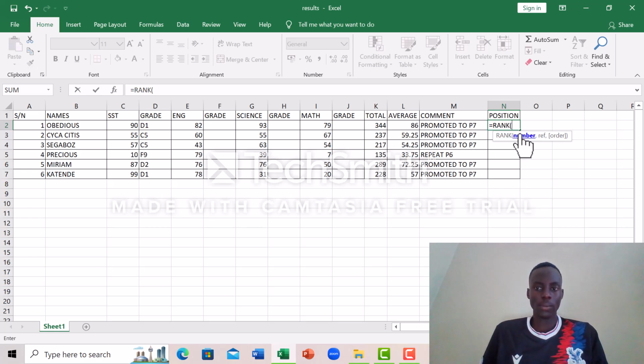So we shall come here, RANK, K2, let's all be attentive, K2. You don't have to forget the dollar sign. The dollar sign is so important in these rank issues.